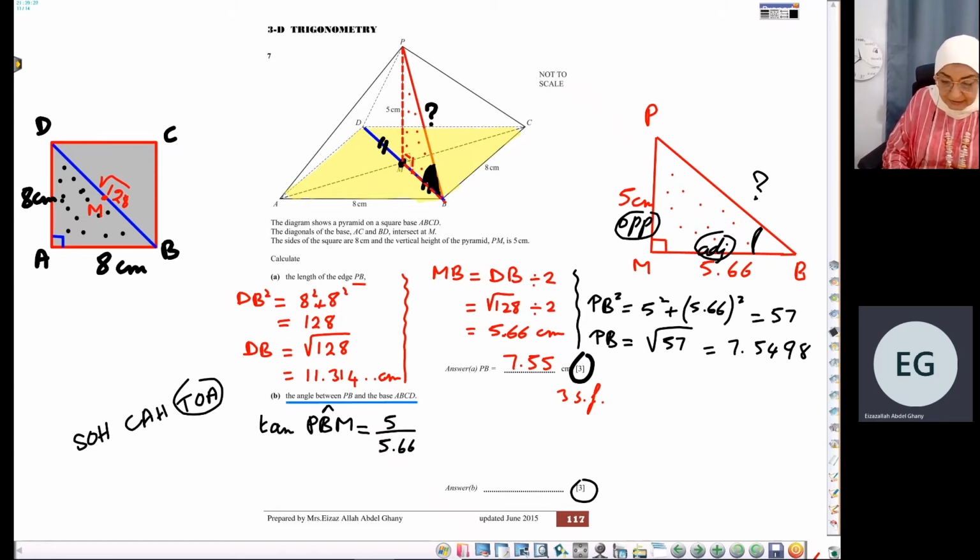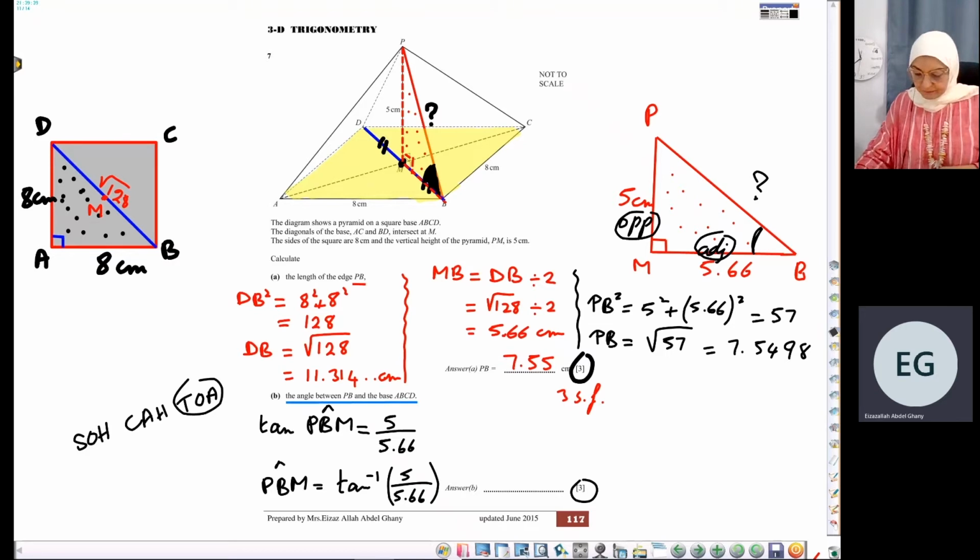Okay? And then to find the angle PBM, it is tan inverse this value, which is 5 over 5.66. If you lost 5.66, the original value of it, I prefer you store it on the calculator. In this type of questions of paper 4, all the steps are relying on the previous steps. So in order not to lose accuracy, I prefer to find it once more from here.